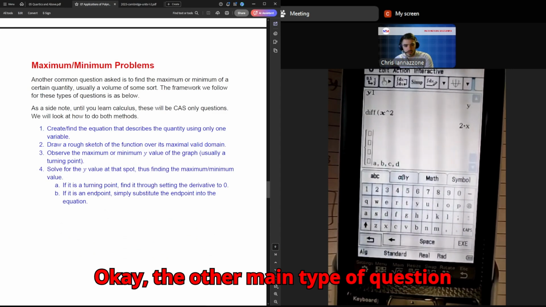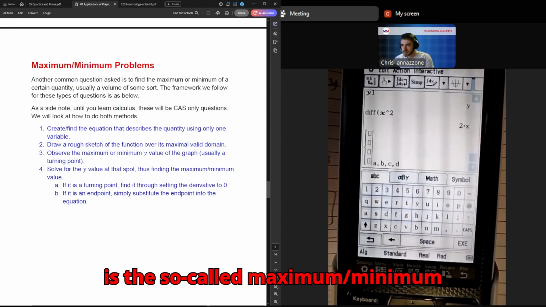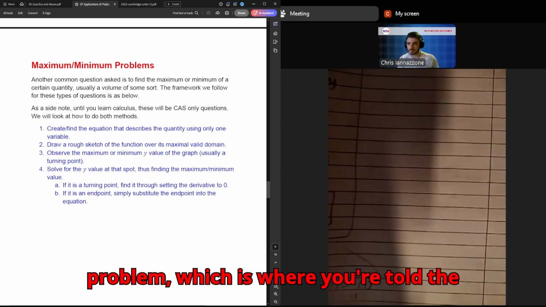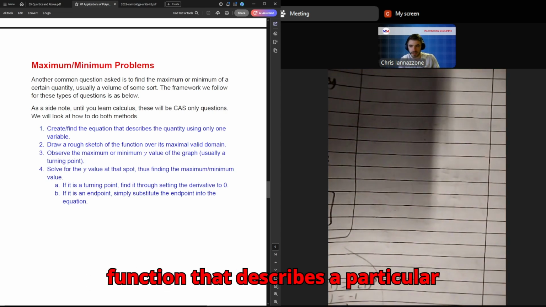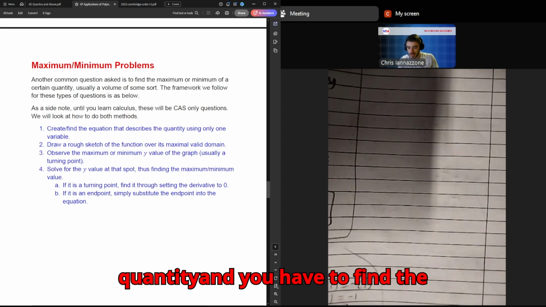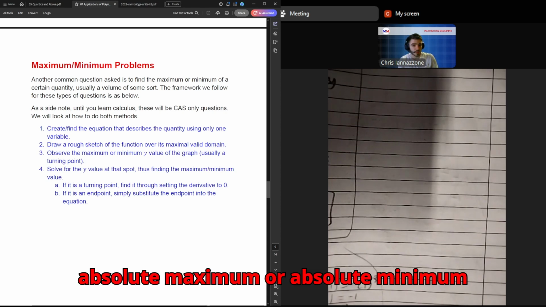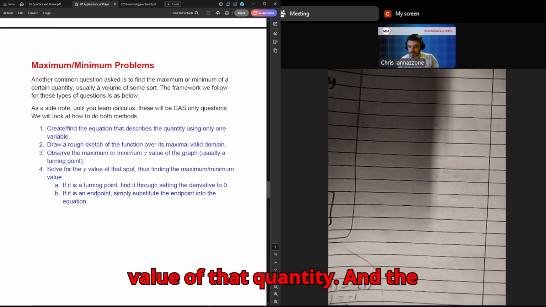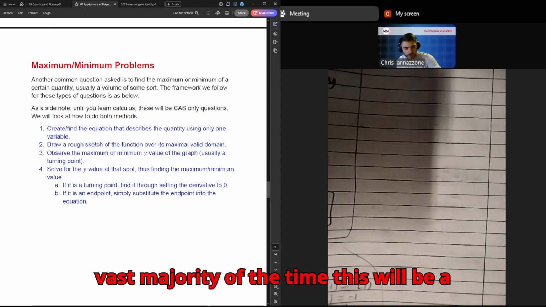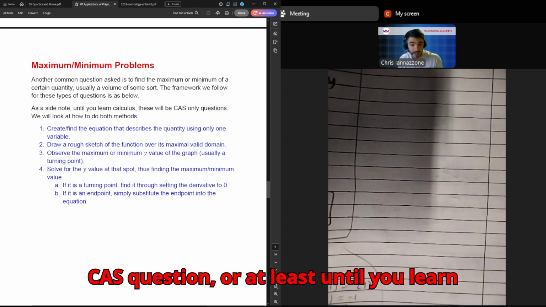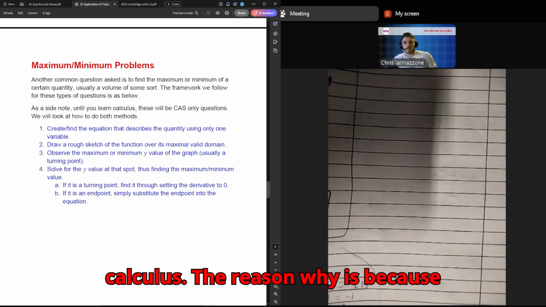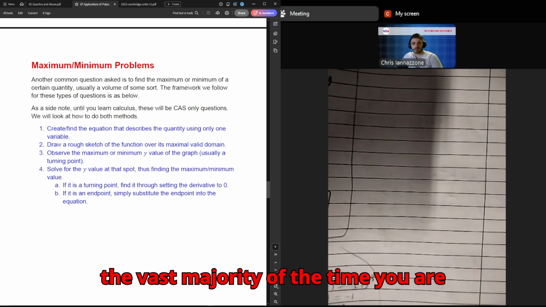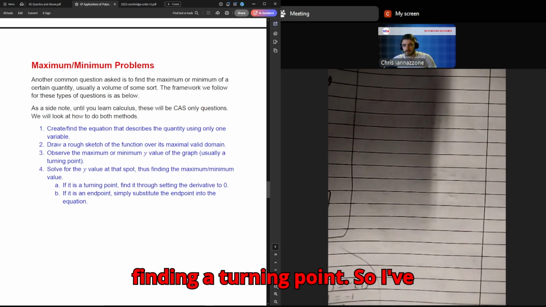Okay, the other main type of question is the so-called maximum/minimum problem, which is where you're told the function that describes a particular quantity, and you have to find the absolute maximum or absolute minimum value of that quantity. And the vast majority of the time, this will be a CAS question, or at least until you learn calculus. The reason why is because the vast majority of the time, you are finding a turning point.